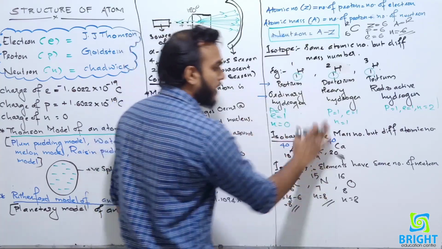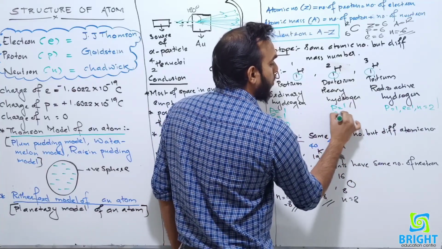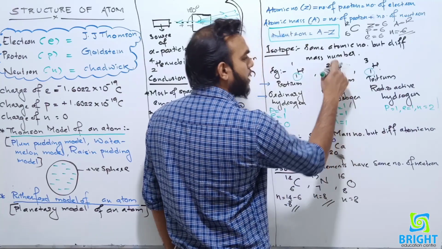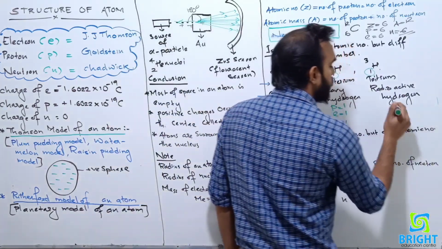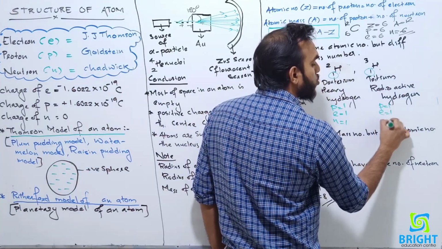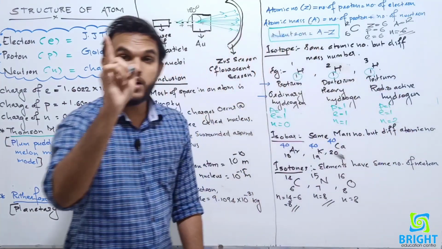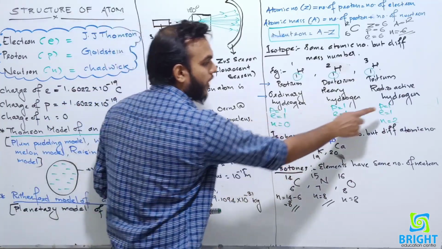Is that fine? Then when we calculate here, the proton is equal to 1, electron is equal to 1, neutron is 2 minus 1, which is equal to 1. And what about the third case? That is H13, where the proton is equal to 1, electron is equal to 1 and neutron is equal to 2. So we can also conclude that in isotopes they have the same proton and electron.